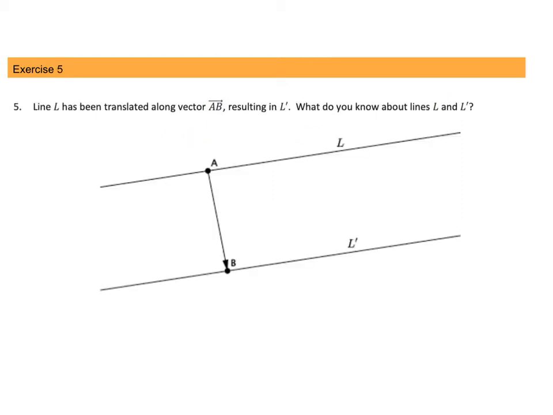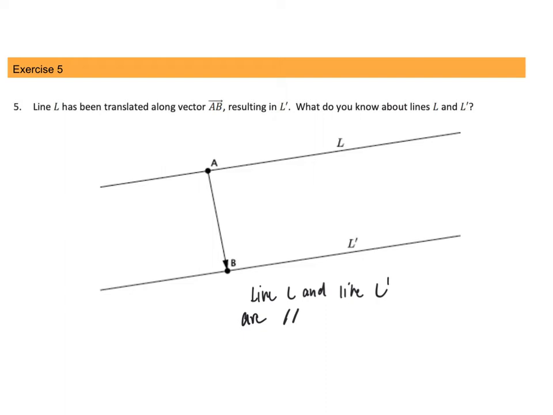Number 5 says line L has been translated along vector AB. You can see that it's slid down. What do you know about lines L and L prime? Go ahead and write down what you know about lines L and L prime, and check it with me. Line L and line L prime are parallel lines. That is what you should have come up with.